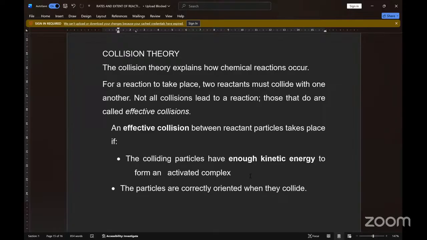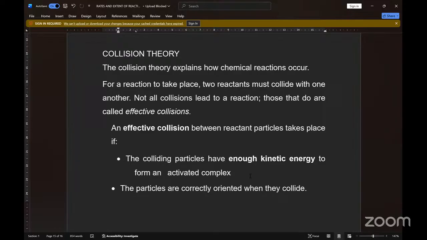According to the collision theory, before a reaction can happen, the reactants must collide, they must bump into each other. However, not all collisions are effective. The ones that lead to the formation of products are called effective collisions. I'll talk about effective collisions again the next time I teach, because I'm wrapping up this.